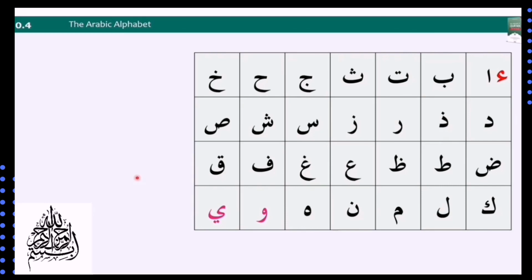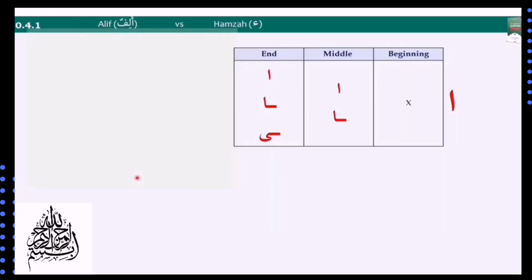And according to some scholars of Arabic, Hamza and Alif are the same thing. They don't count them separately. Those that count them separately count 29 letters. Those that don't count Alif and Hamza separately count 28. And there is a reason for this. Mainly, there is a big difference between Alif and the other letters.